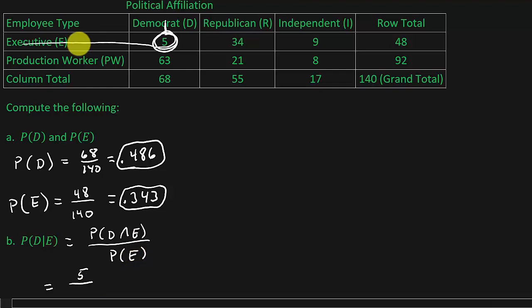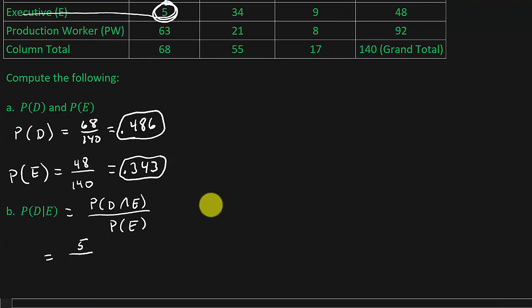Okay, well, how many executives are there? There's 48 total. And so that would be 5 over 48, which is 0.104.